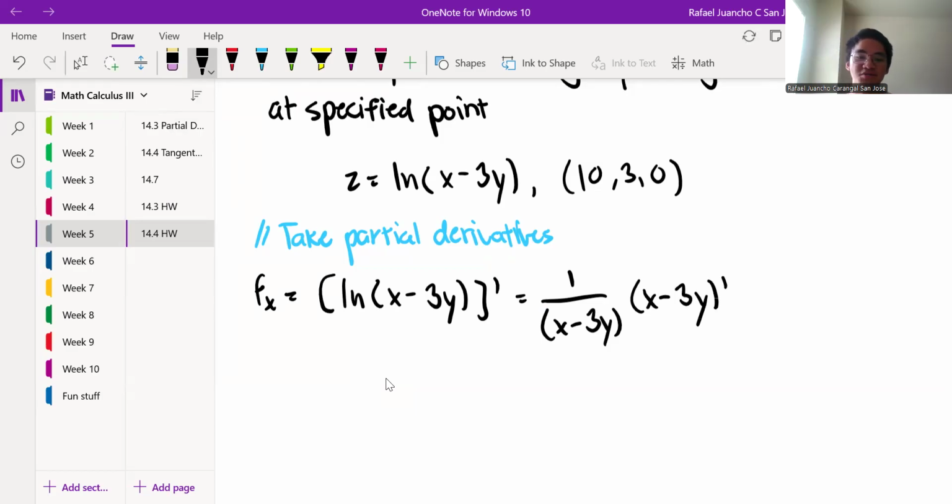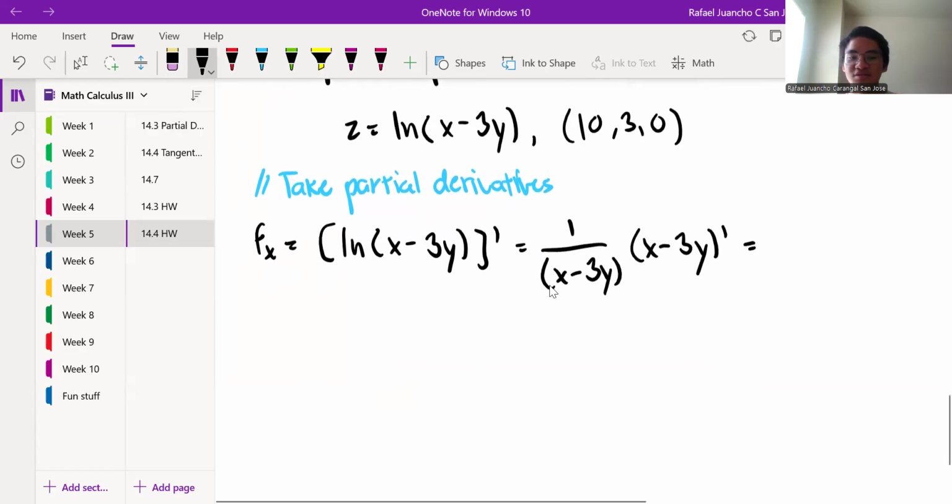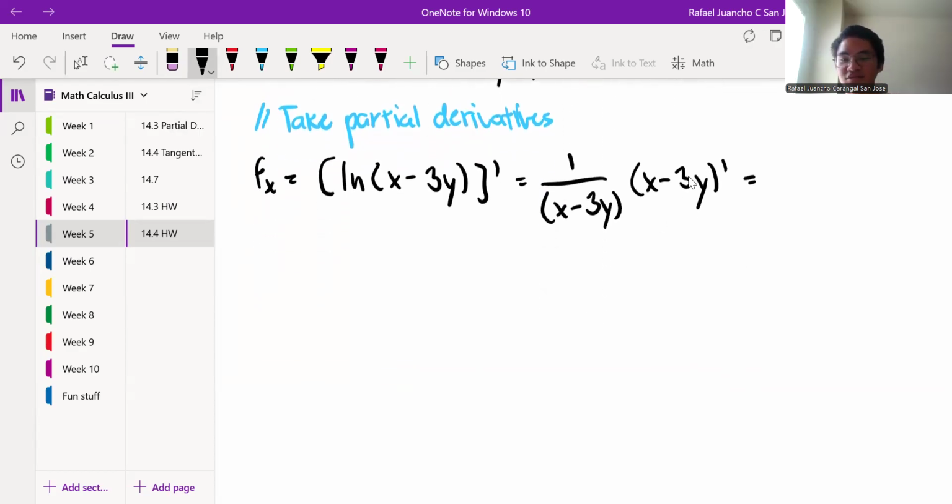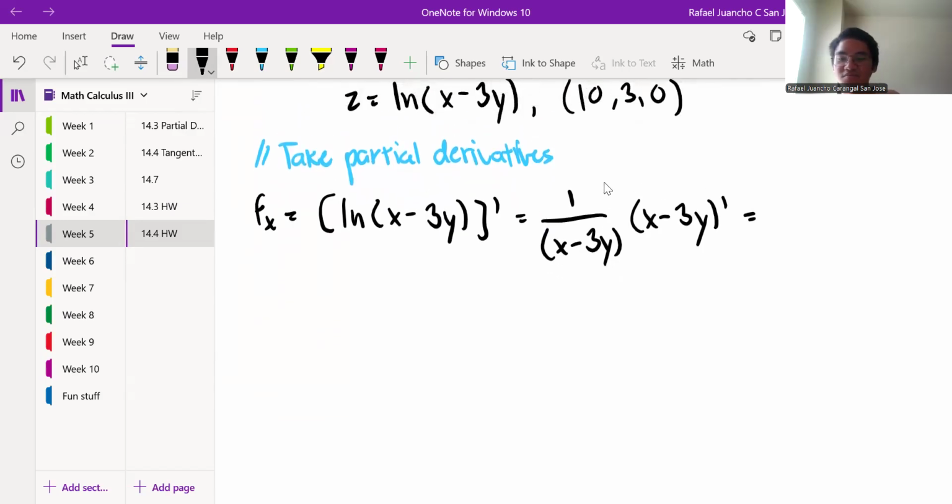And from there, it depends whether my x is my constant or my y is my constant. Here in this case, my y is my constant, so this is just 0. My x is 1, so I just get 1 over x minus 3y. Then that's it for my f sub x.